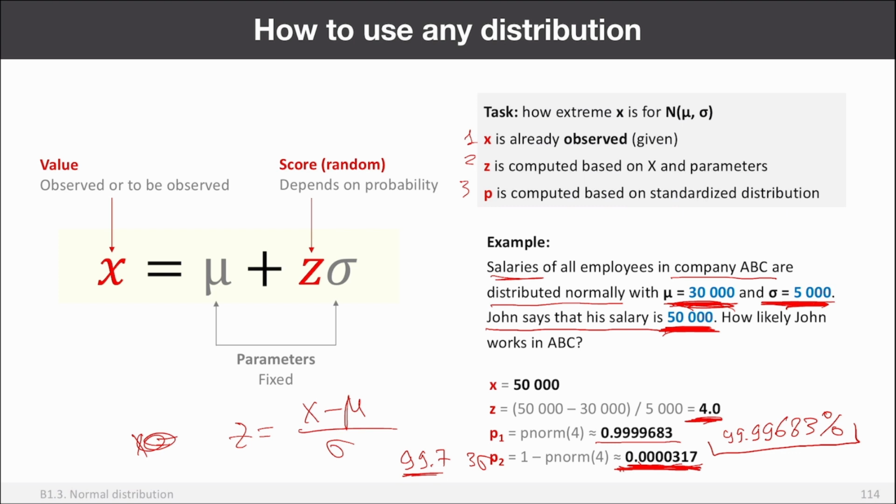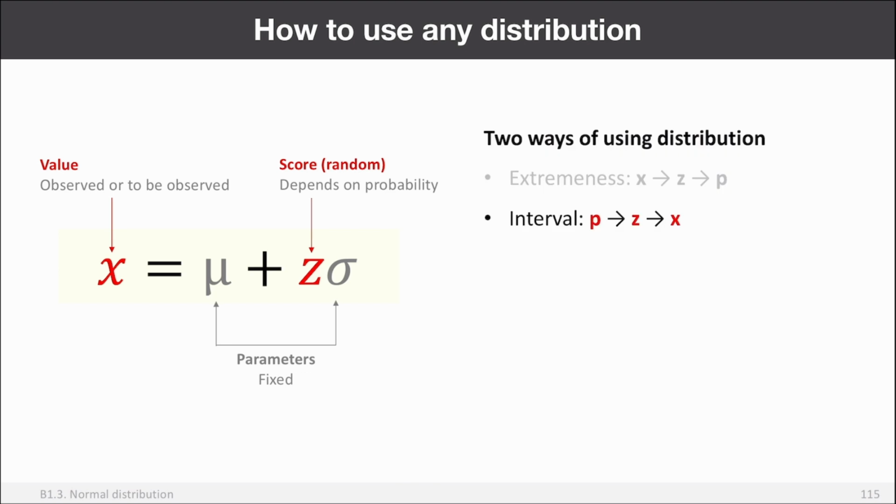It's not only normal distribution, but any theoretical distribution can be used like this. You get a value, you compute a score based on the value, and then you compute a probability based on the theoretical distribution that describes distribution behavior of this particular score. Okay. Now let's talk about how to compute intervals.